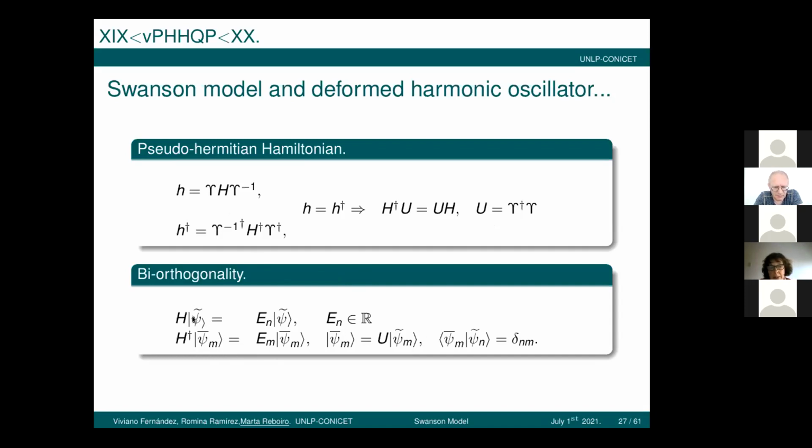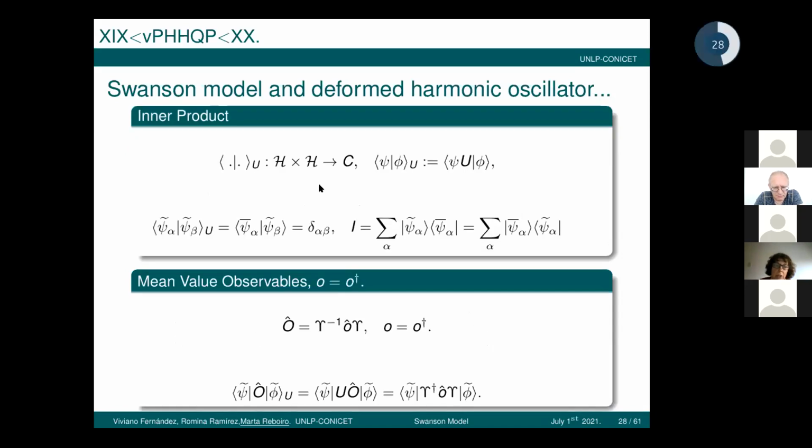If this is the eigenstate of H, the eigenstates of the adjoint of H are related to this one through the operator U, and we have this condition for the orthogonality. So we introduce a new inner product. The inner product between phi and psi will be defined in this way.